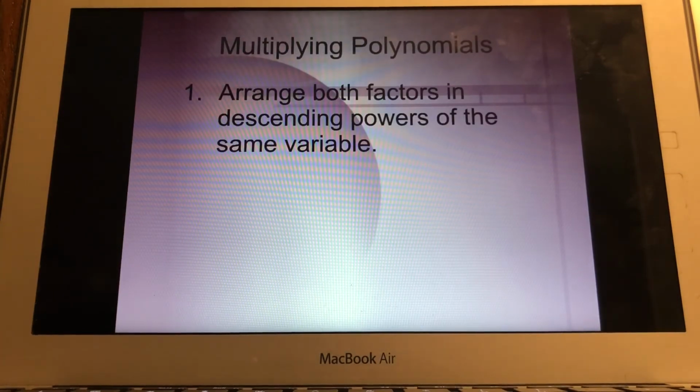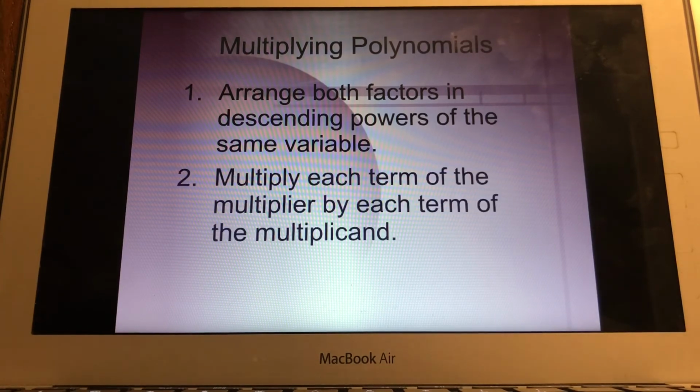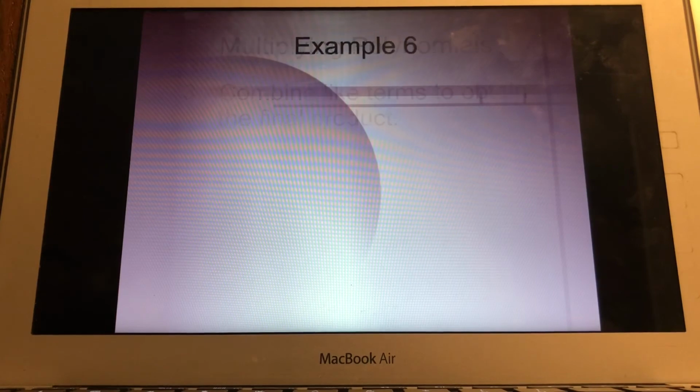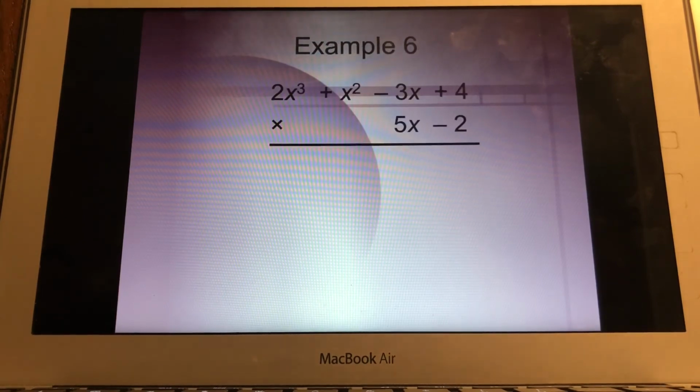When multiplying polynomials, you arrange both factors in descending powers of the same variable, multiplying each term of the multiplier by each term of the multiplicand. So yes, I know that sounds like a mouthful, but let's take a look at some examples here. Combine like terms in your products. So let's take a look at this.